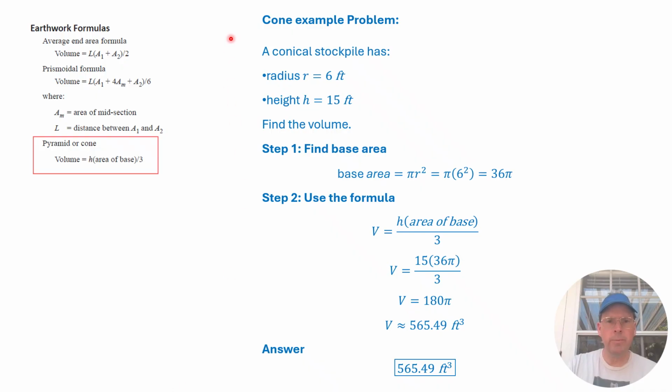And we'll do a cone example. Let's say you have a cone stockpile, and the radius is 6 feet, height of 15 feet. Find the volume. So go ahead and calculate the base area. The area of a circle is pi r squared, given the radius, so you get 36 pi. Now use the formula, and the area goes in there, height goes in there, and you get 565.49 cubic feet for the cone stockpile.